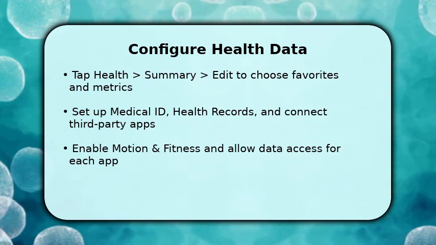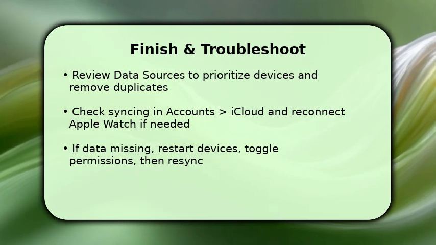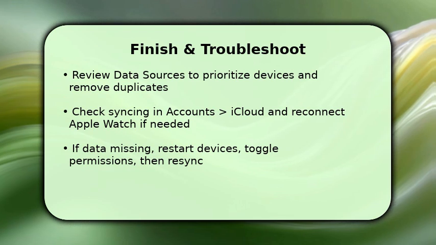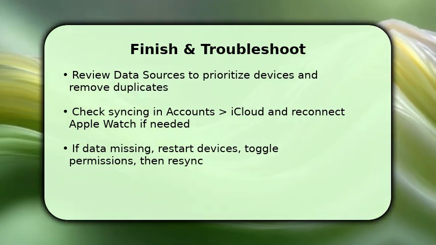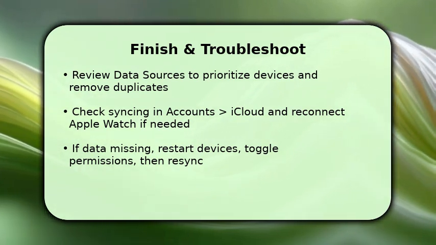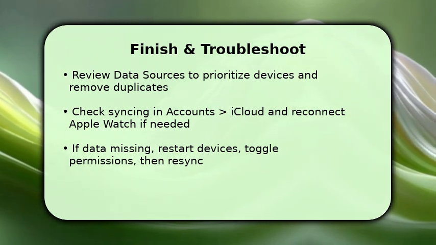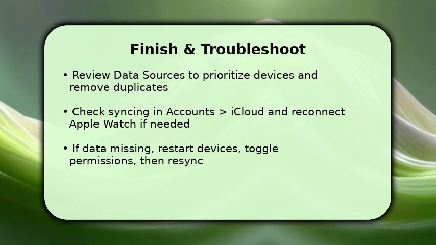Complete setup by verifying data flows into Health so your summaries are accurate. Review data sources and prioritize devices so the right sensor provides values. Remove duplicates that cause conflicts. Make sure iCloud Sync is enabled under Accounts to keep things backed up, and reconnect your Apple Watch if steps or heart data aren't appearing. If something goes wrong, restart both devices, toggle health permissions, and force a resync.